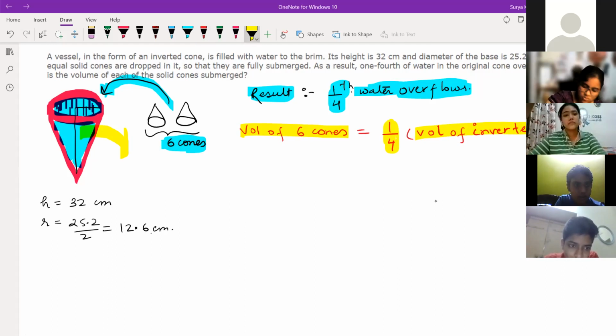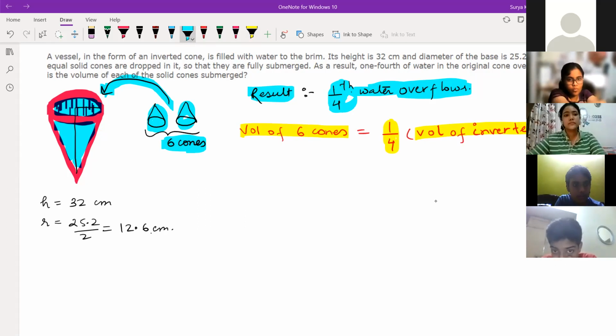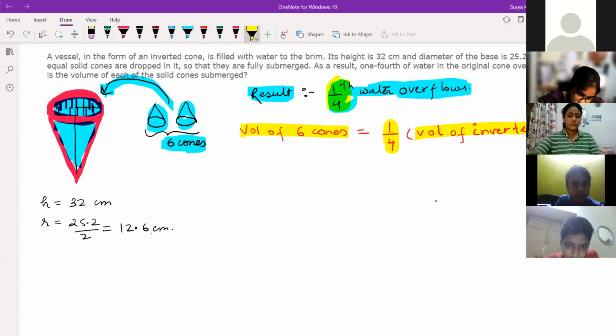If you put the small cones inside this inverted cone, what is the volume of these 6 cones? That volume will be equal to 1/4 of that. See, it is given that 1/4 of the water flows out, which is the volume of the inverted cone. It's clear? So however many cones you put inside, that much water will flow out. That's why the volume of 6 cones is equal to 1/4 of it.